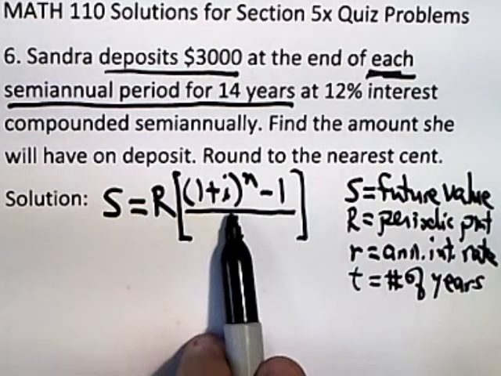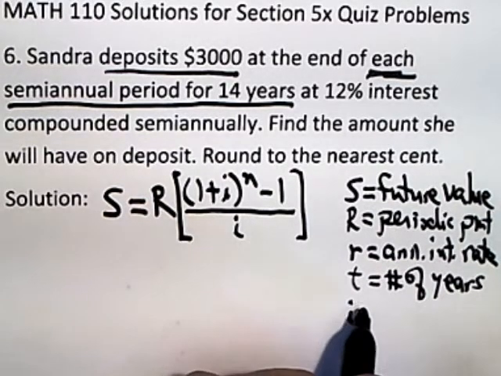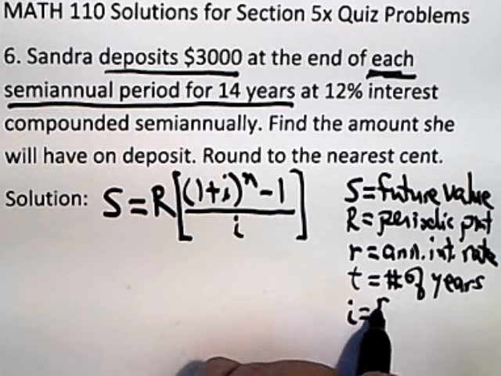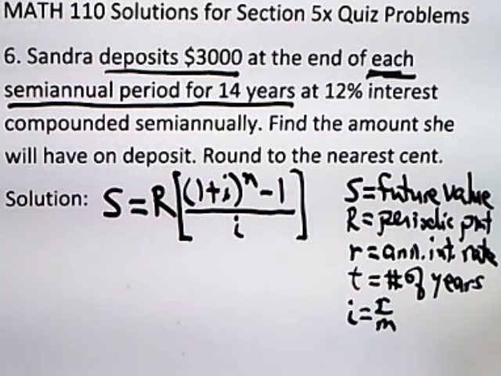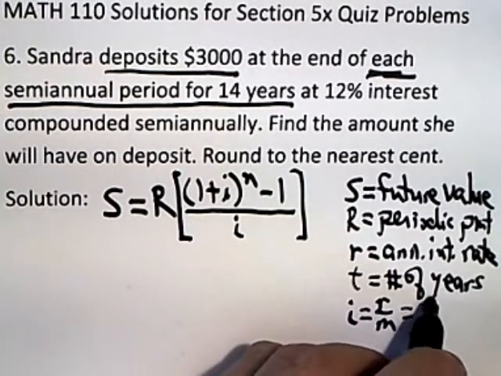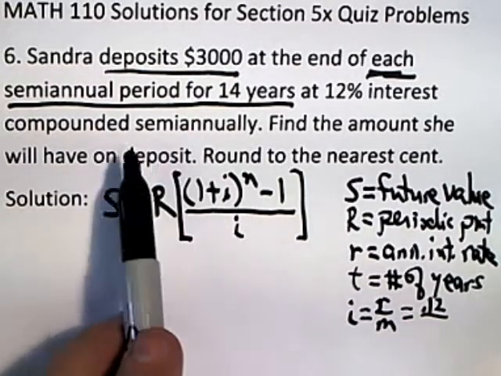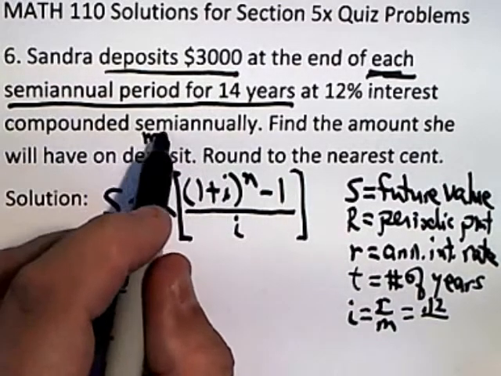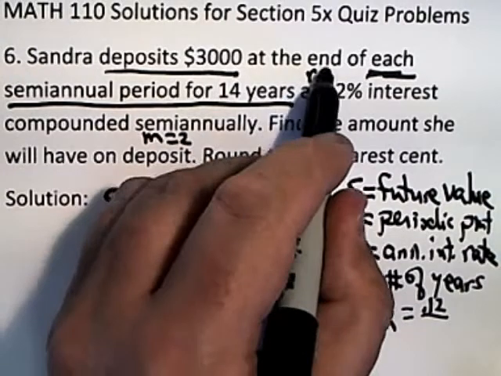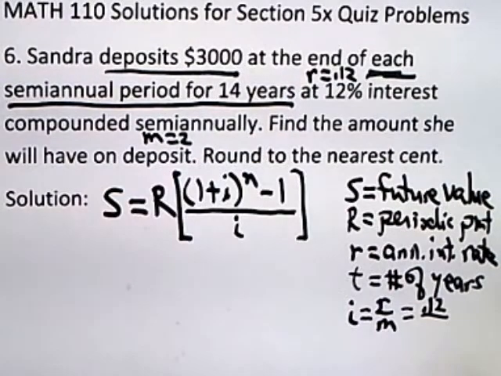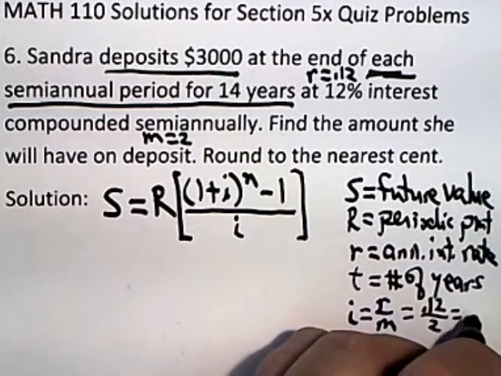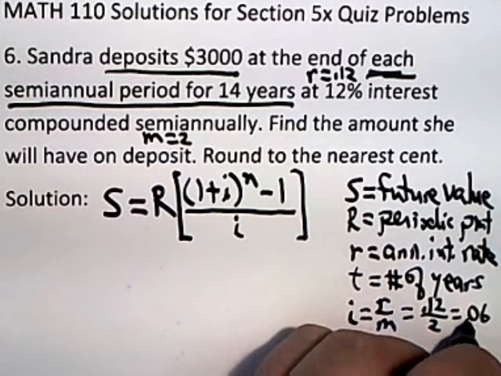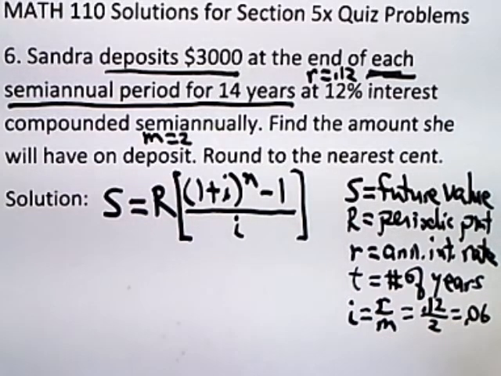This little i is the interest rate per period, which is calculated as the annual interest rate divided by the number of compounding periods in a year. So in this particular problem, r is 0.12 and semi-annually means m is equal to 2. So you get, and you can probably do that in your head, an interest rate per period of 0.06.